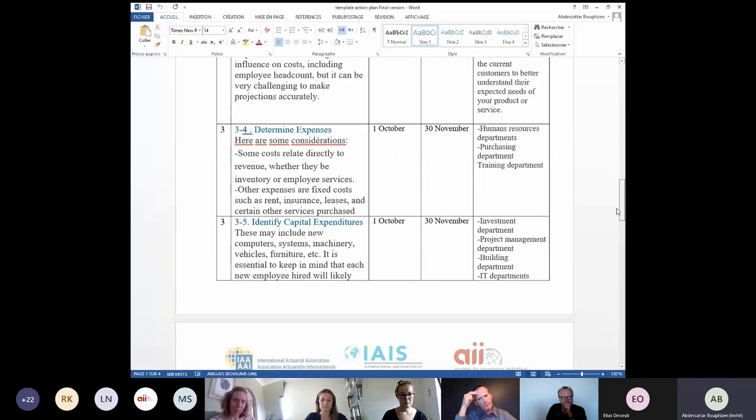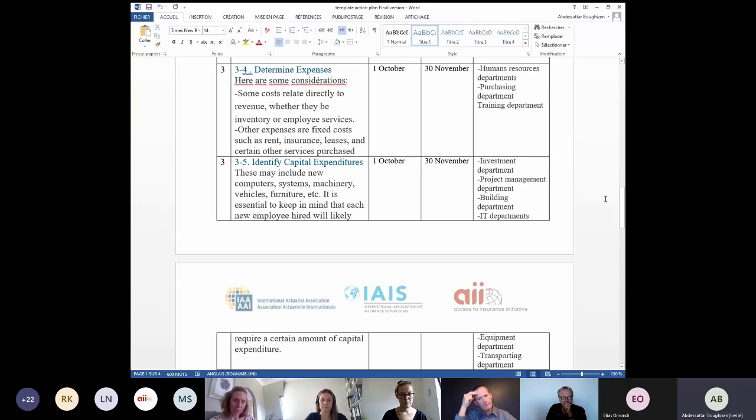3.4 is determine expenses. Here are some considerations. Some costs are related directly to revenue, other costs are not related to revenue. It starts the 1st October and finishes the 30th November. The concerned parties are the Human Resource Department, Processing Department, and Training Department.